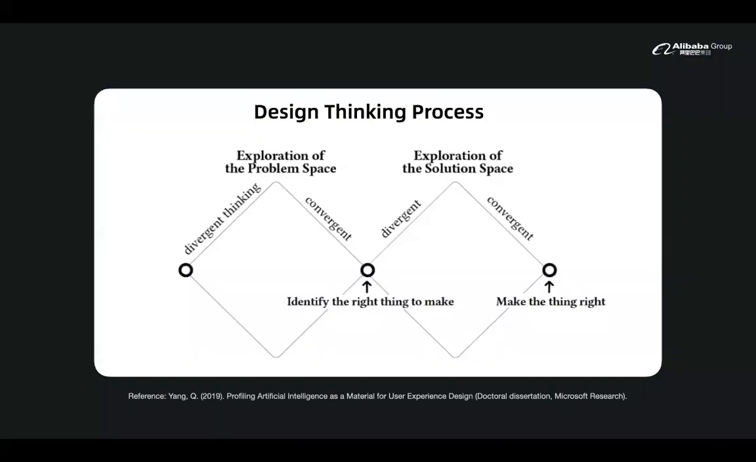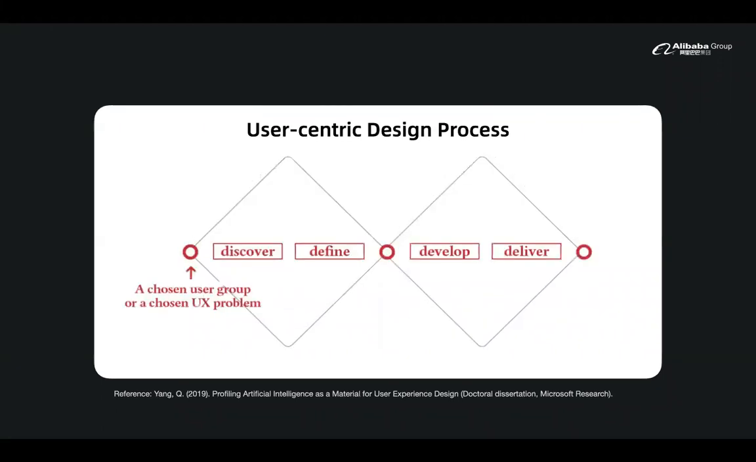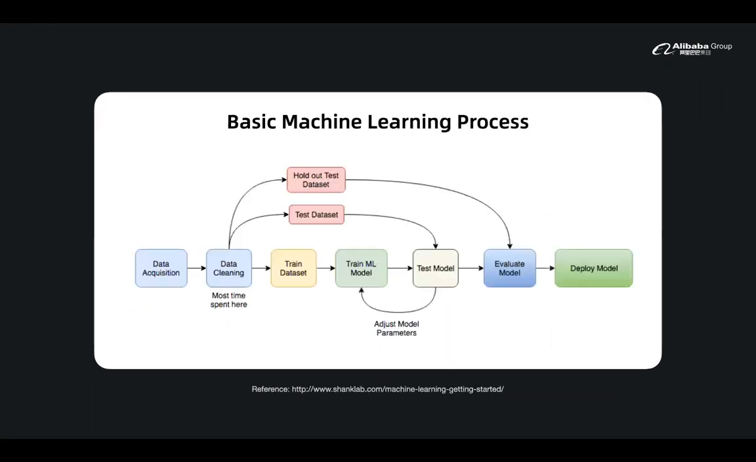And as designers, we are very familiar with the design thinking process, right? We explore the problem space first, and then we explore the solution space. Or the user-centric design process by finding the specific UX problem or user profile. We go through the discover, define, develop, and deliver process. And this is what the basic machine learning process looks like.